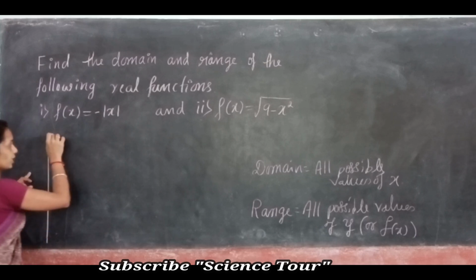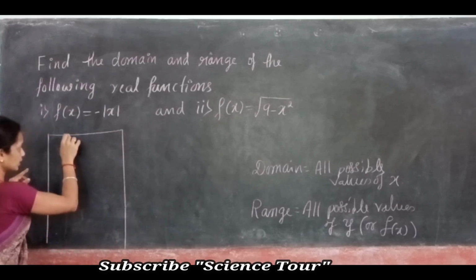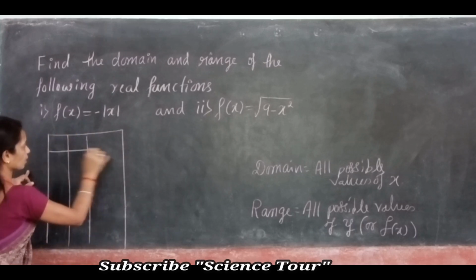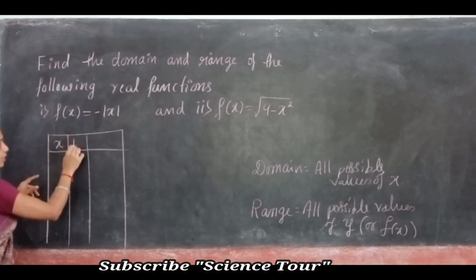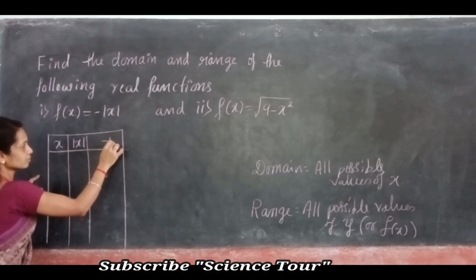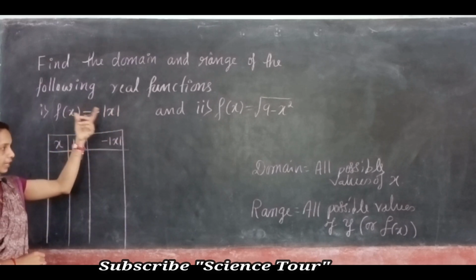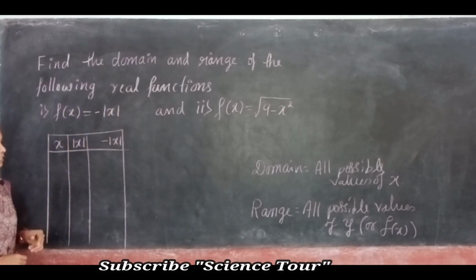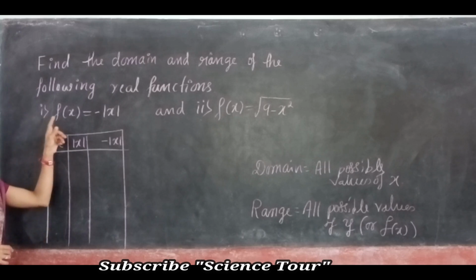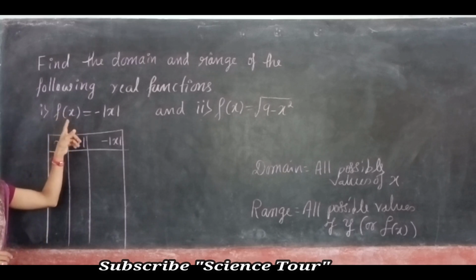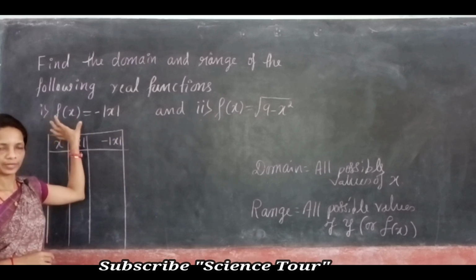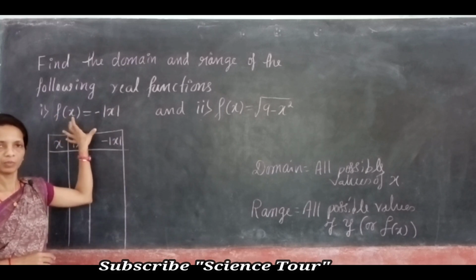To get domain and range, I'll form one table here: x, then mod x, then minus mod x. Here we are given a minus mod x function, and for that we have to find the domain and range. And here for x you can give any real number values.